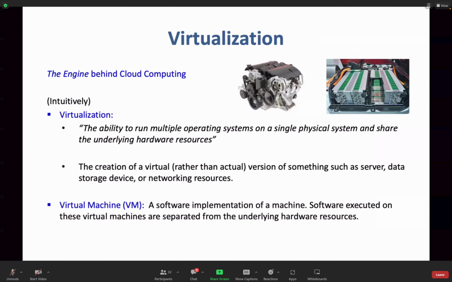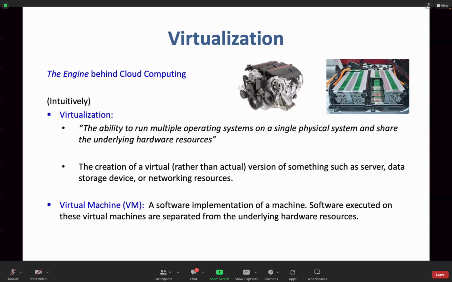So it's a machine. Virtual machine means the software implementation of a machine. Machine meaning computer, that has the operating system where you can run applications. So software can be executed on a physical, underlying hardware machine, but multiple virtual machines can be executed.